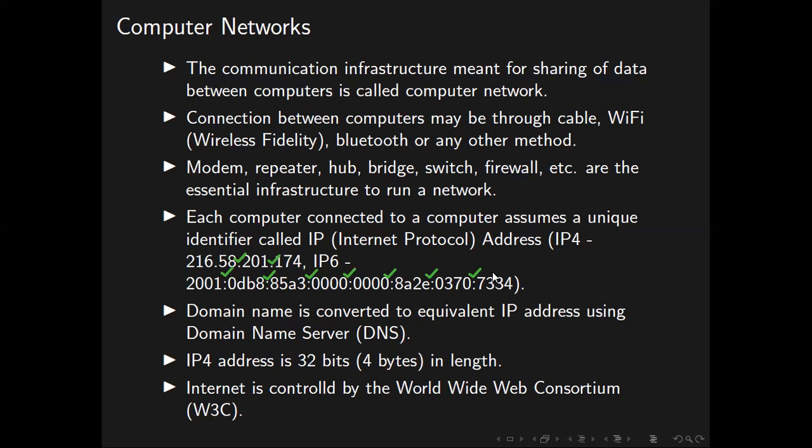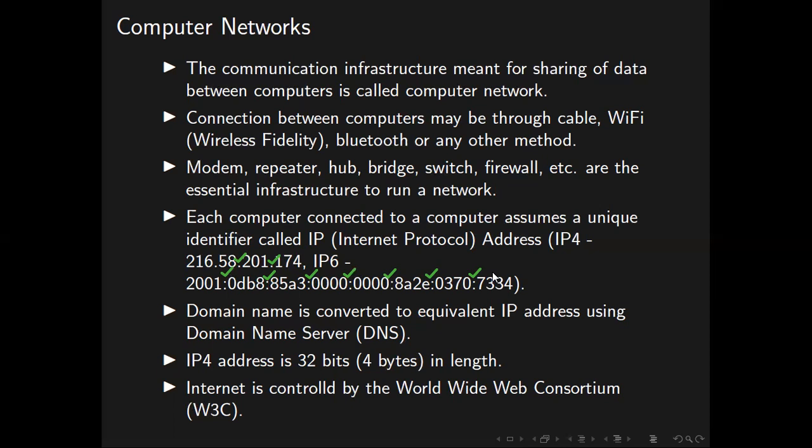Okay. Done. A domain name is converted into its equivalent IP address using DNS, the Domain Name Server. You provide a name like gmail.com or google.com, but the name is only for our memory. The actual IP address is held in a server called DNS, which immediately sends the equivalent IP address.